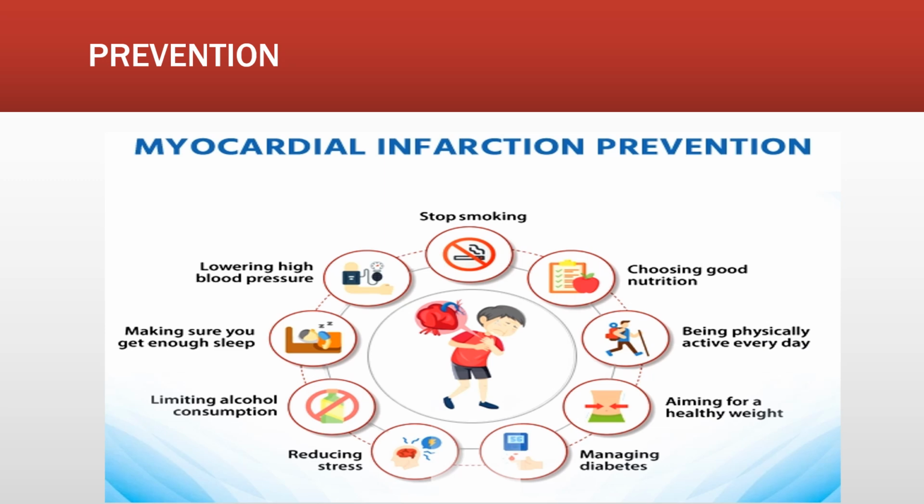Next is choosing good nutrition, that is a heart healthy diet, being physically active, aiming for a healthy weight according to your BMI, managing diabetes so your blood sugar is under control, reducing stressors around you. It can be work, it can be family, whichever. Go for short breaks between your work. Be close to nature. Try to enjoy every moment with your children, and so on. Limit alcohol consumption. Make sure you get enough sleep, that is 6 to 8 hours of sleep, and aim to lower the blood pressure or keep it within an acceptable range.